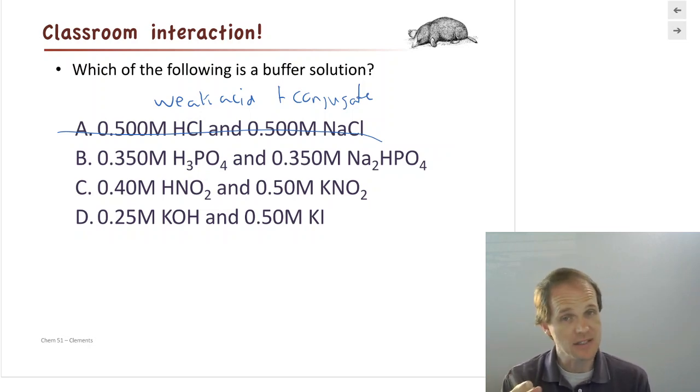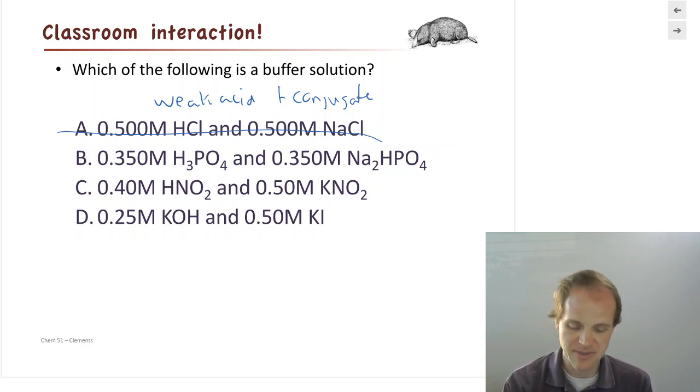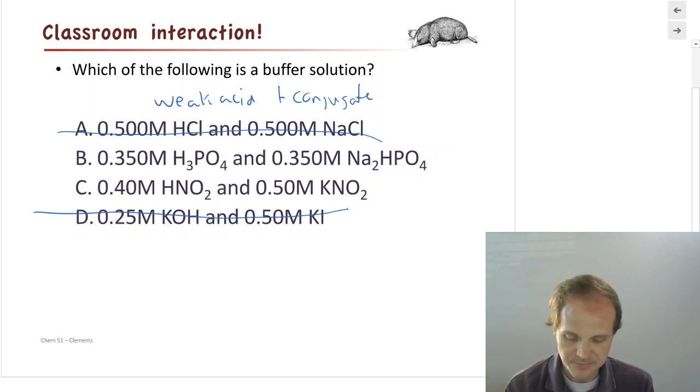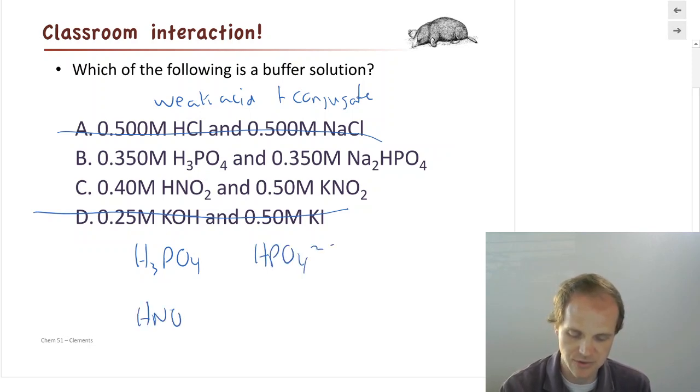HNO2, that's on our list of weak acids, right? HNO3 is a strong acid, but HNO2 is a weak acid. KNO2, that's interesting. It also looks like it might be a conjugate. Potassium hydroxide, potassium iodide, no, that's a strong base, and it's not even a conjugate of each other, so we're good. So we've got either H3PO4 and HPO4 2-, or we've got HNO2 and NO2-.